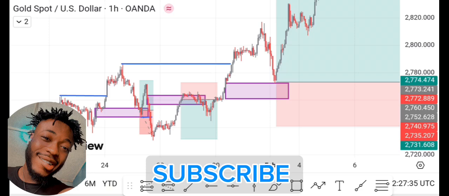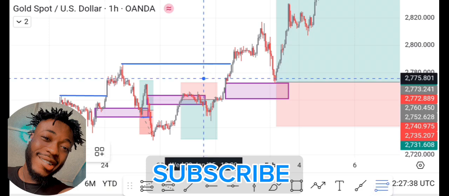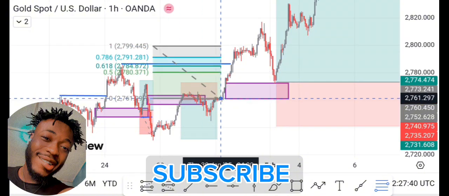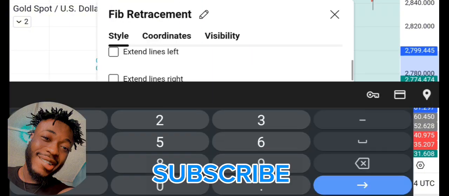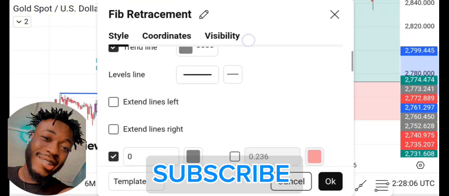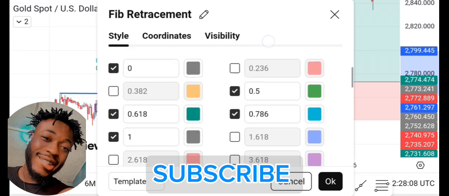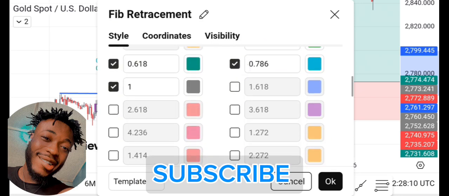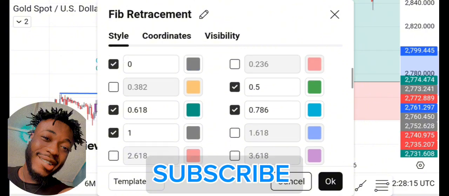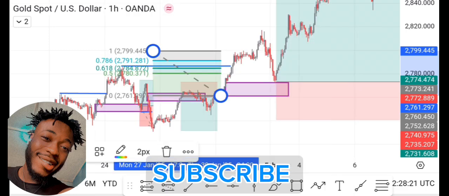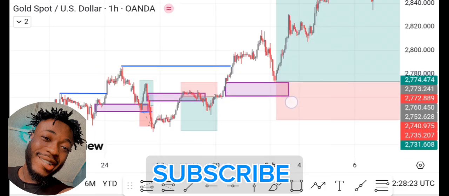So guys, for the settings of the Fibonacci, all you just need to do is, let me show you the settings of the Fibonacci. As you can see, you just have to mark some certain numbers. Mark the 0, check the 0, the 0.618, the 1, and 0.5, and the last one is 0.786, and that is all you need. Then you apply it on the chart and you ride the trend.